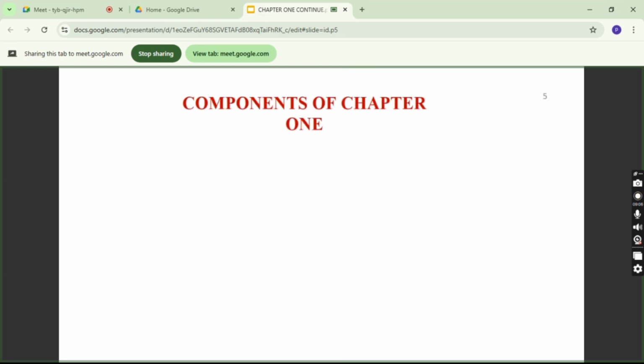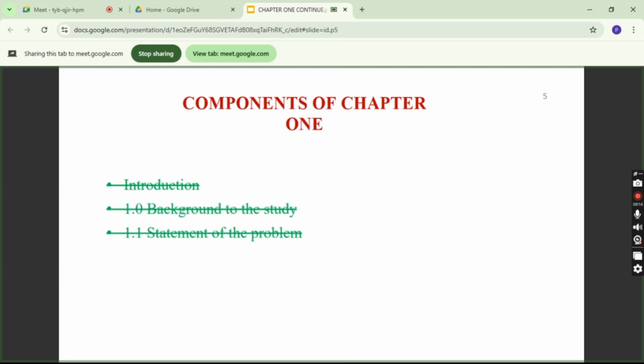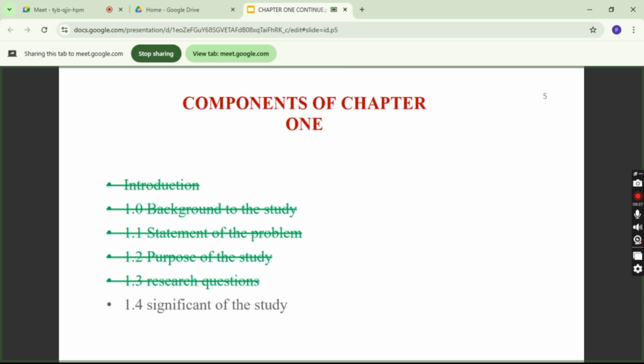So from the previous session, these are the components of chapter 1. We have looked at the introduction, background to the study, statement of the problem, purpose of the study, and research questions. So last Saturday, we deliberated on these components. So today we are looking at the significance of the study, limitation, and organization and so on.